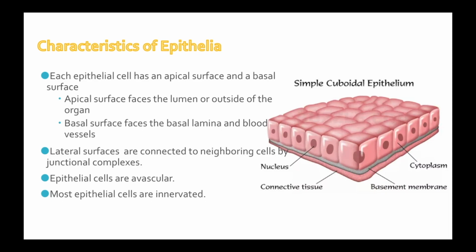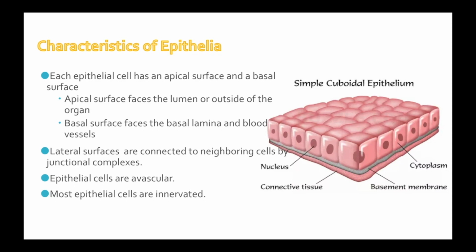Each epithelial cell has an apical surface and a basal surface. The apical surface faces the lumen, or the outside of the organ, and the basal surface faces the basal lamina and blood vessels. So the basal surface, think of it as the basement. It's attaching the cell to the interior mechanisms of the body. The lateral surfaces are connected to neighboring cells by junctional complexes, which we'll talk about in detail.